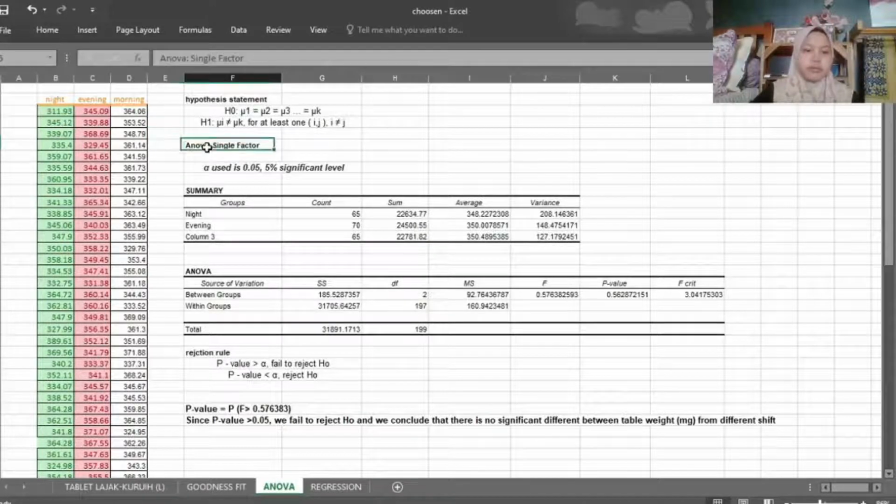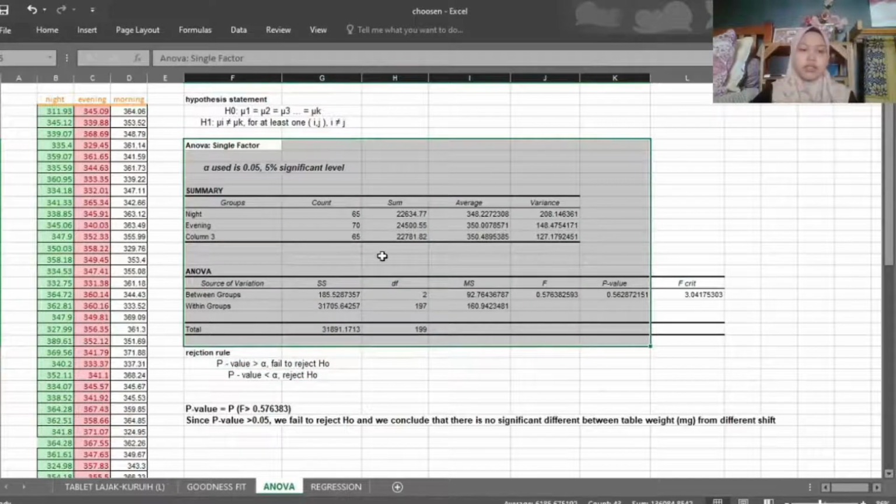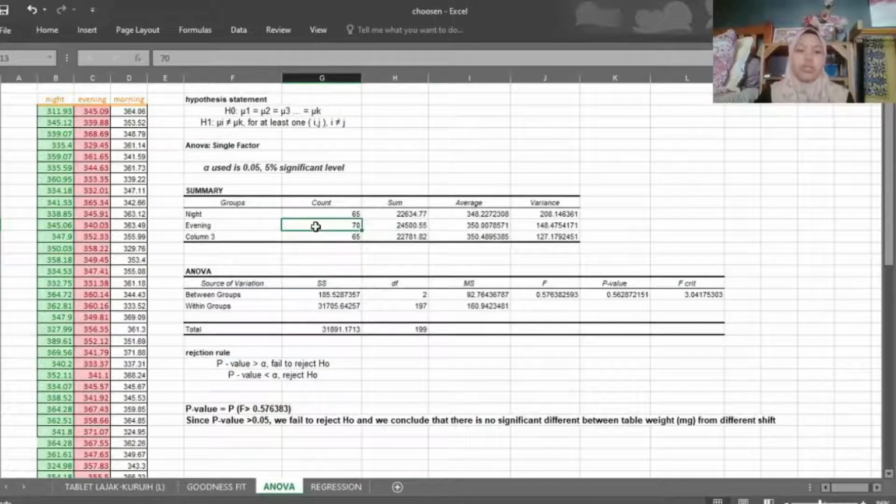Okay, this is our ANOVA single factor that we get from the Excel. We use alpha 0.05, which is a 5% significance level. For the rejection rule, if the P-value is larger than alpha, we fail to reject H0. While if the P-value is less than alpha, we reject H0.